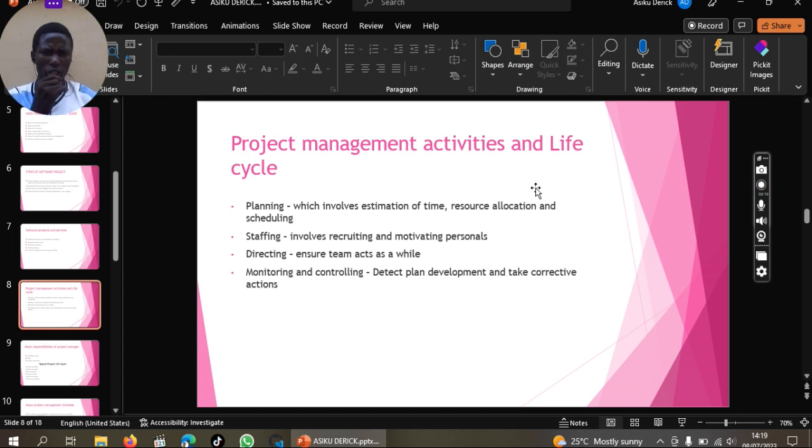Then staffing. This involves recruiting and motivating personnel. It is the responsibility of the project manager to select and recruit teams that have the required knowledge and the motivation. Then directing is ensuring the teams act as a whole. This is still a role of the project manager, to ensure that the teams act within the boundary. Then monitoring and controlling. This is where you detect plan deviations and take corrective actions.